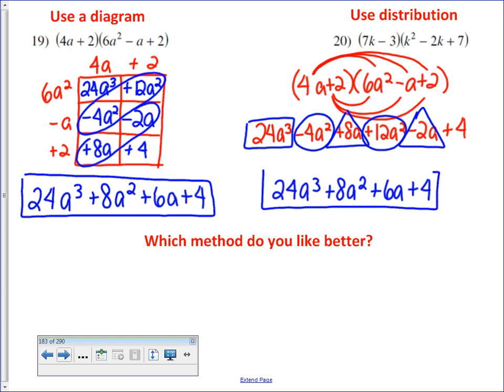I am in standard form, and notice both of these answers are equivalent. I should have come up with the same answer. One way I used the box method or the diagram, another way I distributed, and I was able to then get the same answer. Which method do you like better? You can use whatever method is best for you unless I specify to use a diagram. Okay, if I specify to use a diagram, you have to show me the visual. Otherwise, you could use whichever method you like. Just make sure you always combine like terms and you write your answer in standard form.